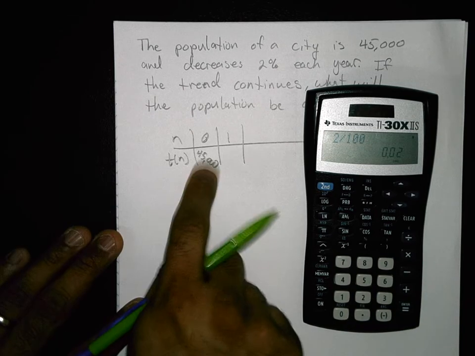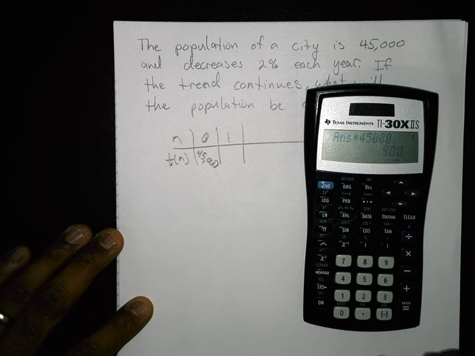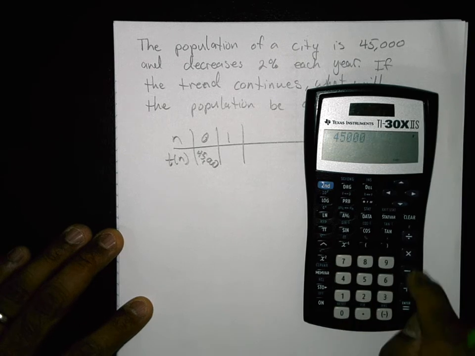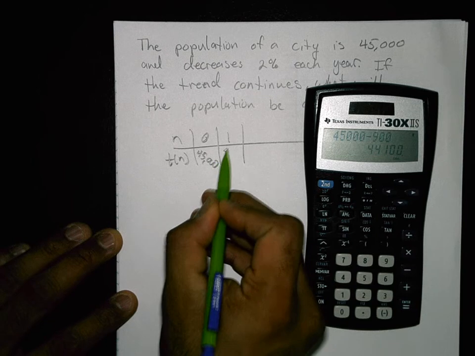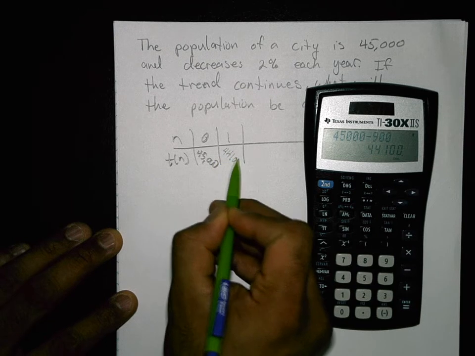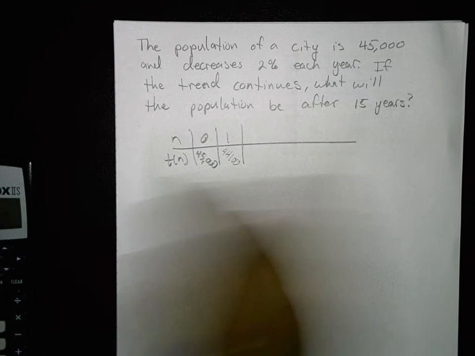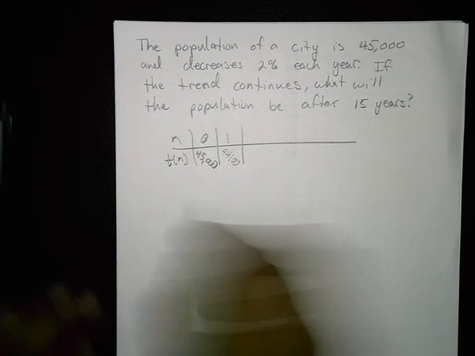I'm going to multiply that by my 45,000. So that's how much it decreased by. So my population after a year is 45,000 minus 900. And that is my population after a year. So it decreases 2% every year. If the trend continues, what will the population be after 15 years? I can continue, but that's enough information that I need.